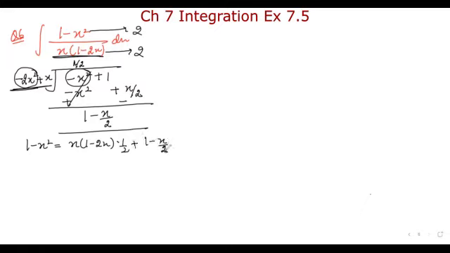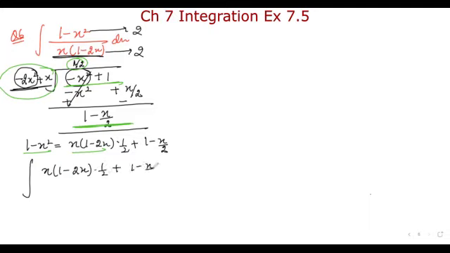Right? Dividend is equal to divisor. This is the dividend I have taken, this is the divisor I have taken, into quotient plus my remainder. So all this I have taken here. Now I will replace the numerator with what I got here. So it will be x into 1 minus 2x into half plus 1 minus x by 2, the next term, divided by x into 1 minus 2x, dx.